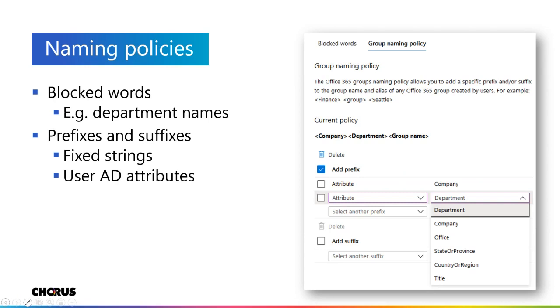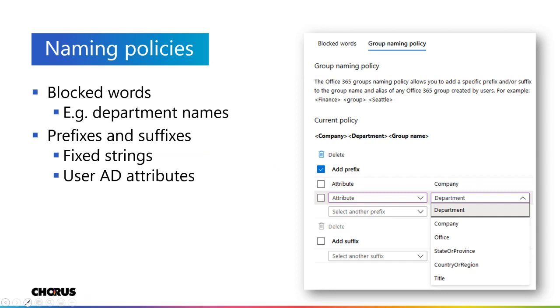The other policy area that might be useful for managing duplication is naming policies. So these policies can help manage duplication by making it clearer what existing teams are about. So you've got two approaches. You've got blocked words and you've got prefixes and suffixes. The blocked words approach is useful if you're planning to create official teams for each of your departments. So, for example, if you plan to create a finance team, an IT team, a business development team, you can make those team names blocked words to stop other users creating teams with those names.